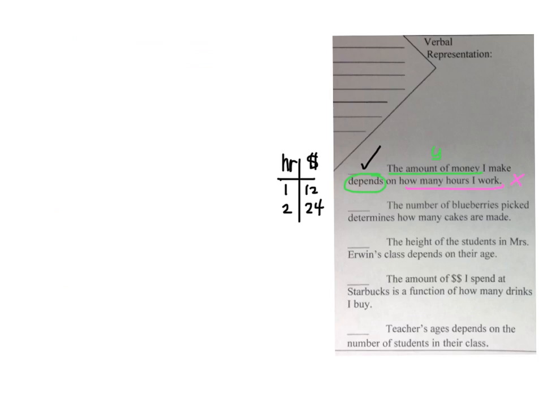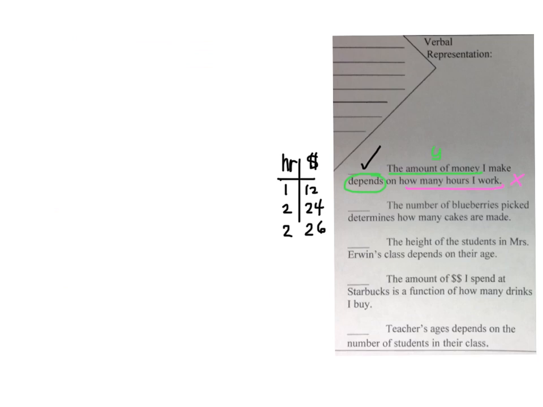I will never say I'm going to work 2 hours and get $26 also. It just doesn't work like that. Okay, let's look at the next one. The number of blueberries picked determines how many cakes are made. Well, here we used a different word. I didn't use "depends on." So let's figure it out.